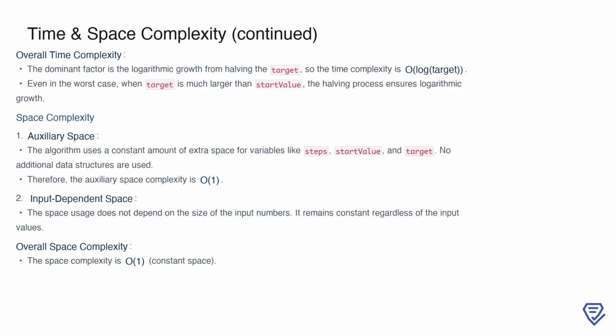Variables like steps, start value, and target are all scalars, and no additional data structures are required. Since the space usage does not depend on the size of the input values, the auxiliary space complexity remains O(1). Combining these observations, we can conclude that the overall space complexity of the solution is O(1), meaning it requires constant memory regardless of input size.